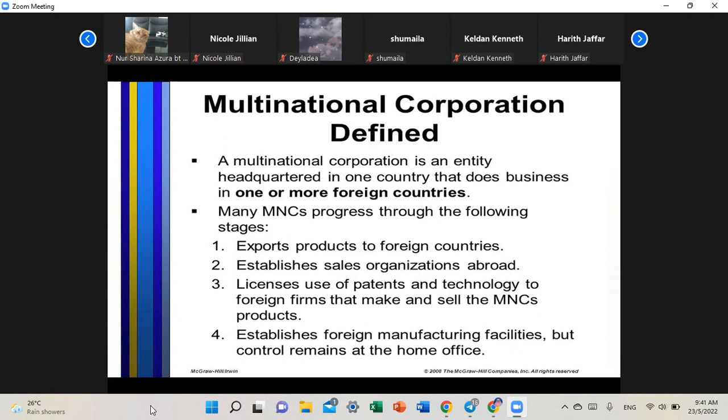Then establish a sales organization abroad, and later license use of patent technology to foreign firms that make and sell the MNC product, and establish foreign manufacturing facilities, but control remains at the home office.